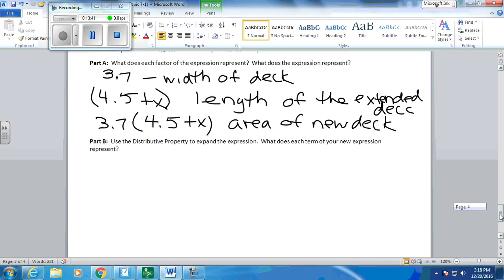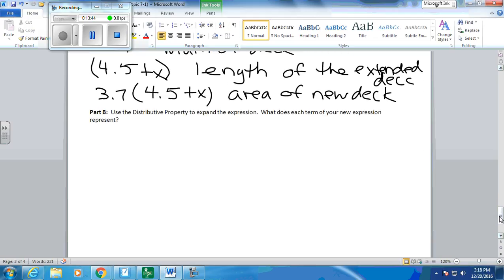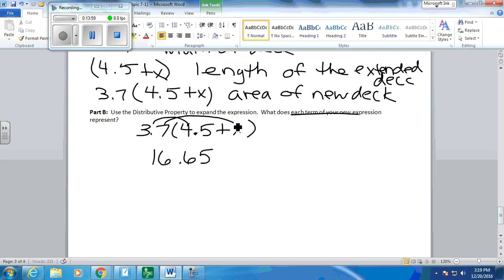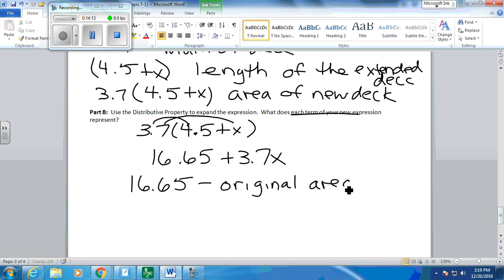Then the second part again is asking us to use the distributive property to expand the expression, and then what does each term of our new expression represent? So 3.7 times (4.5 plus x). 3.7 times 4.5 is 16.65. 3.7 times x will be 3.7x. So the 16.65 is the original area of the deck, and the 3.7 times x is the area of the new portion of the deck.